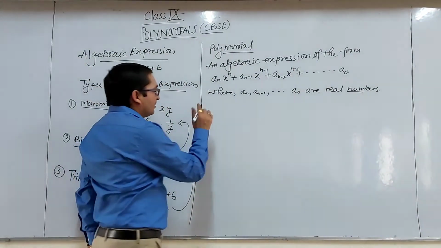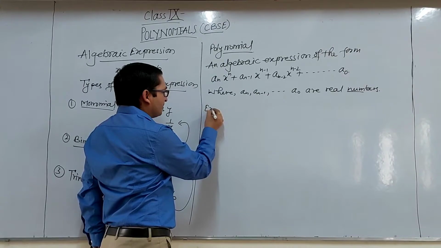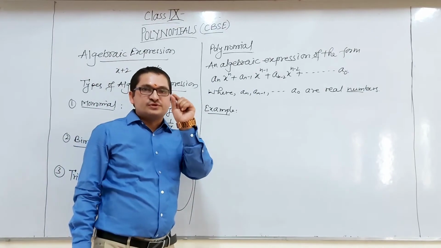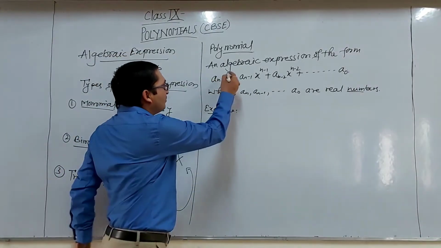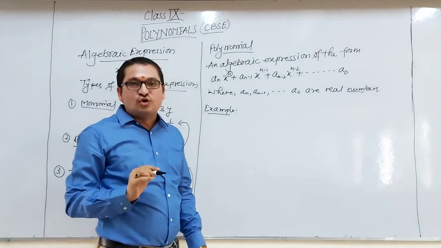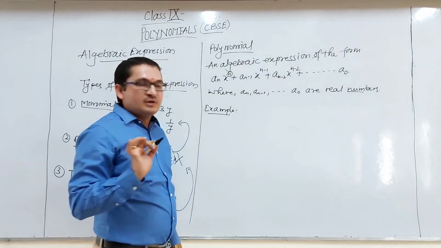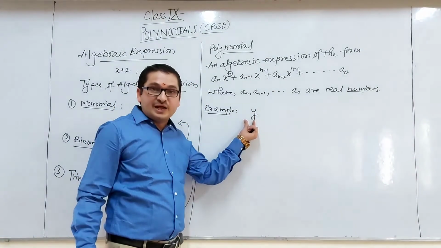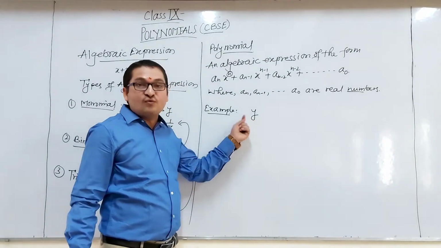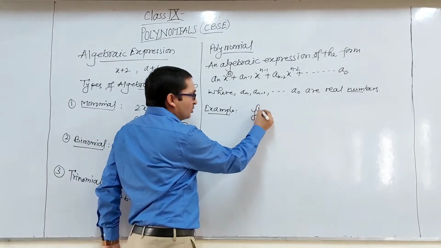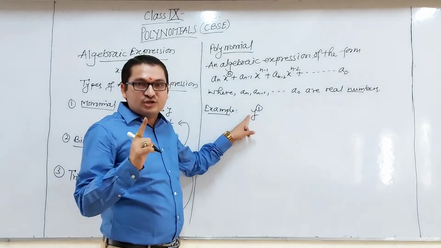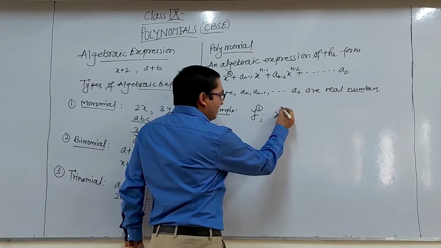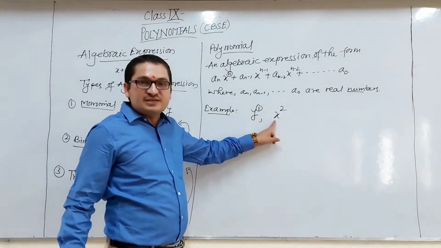Now I'll give you some examples here. Polynomial means only one thing you have to check: the power of each variable should be a positive integer. So I am writing y over here. If I ask you, is y a polynomial or not? Yes, this is a polynomial. Why? What is the power of this variable? It is 1. So this is a polynomial. Now x raised to power 2. Yes, this is a polynomial.